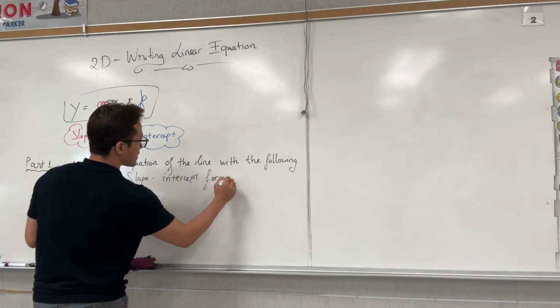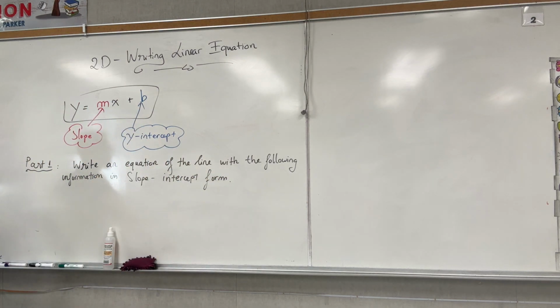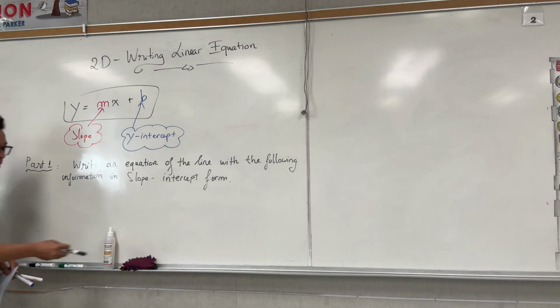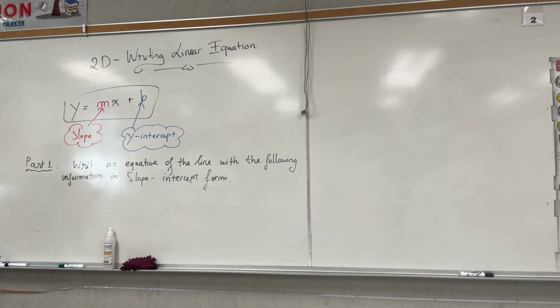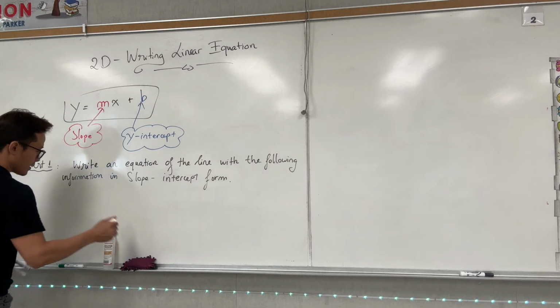By the way, what form is this? What form is this one? Slope-intercept form, because you can tell the slope and you can tell the y-intercept immediately, right? Okay. Easy. First part, easy.